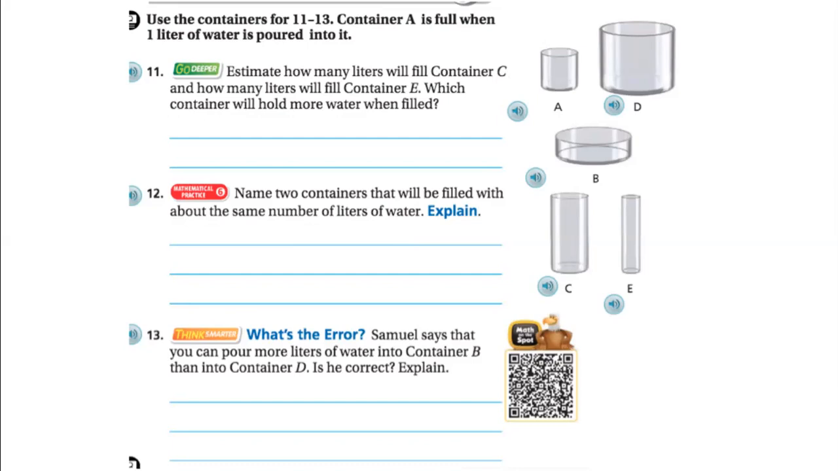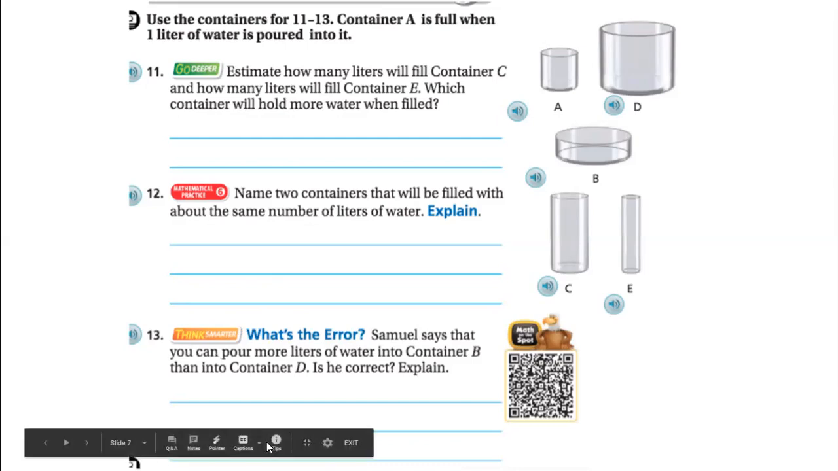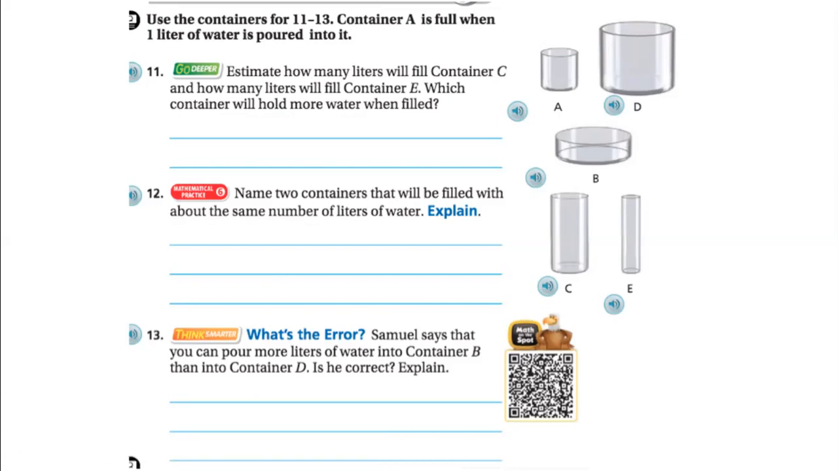Okay, for number 13, it's asking, what's the error? Samuel says you can pour more liters of water into B than into container D. Is he correct? Explain. So this one, we got to think smarter, just like the heading says. If you notice that B, even though it's just as wide as container D, container D is what? Is it deeper or not as deep? I'll give you some think time. If you said that container D is deeper, which would make the volume larger, you are correct. So that means that Samuel was not correct because container D will hold more liquid volume than container B.